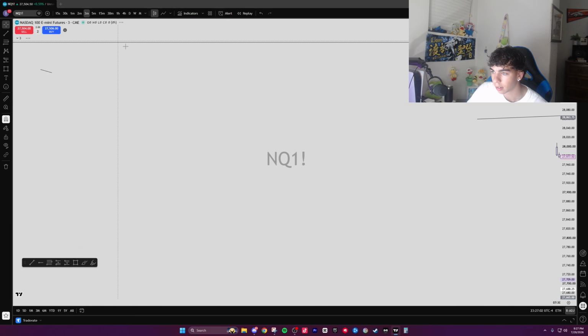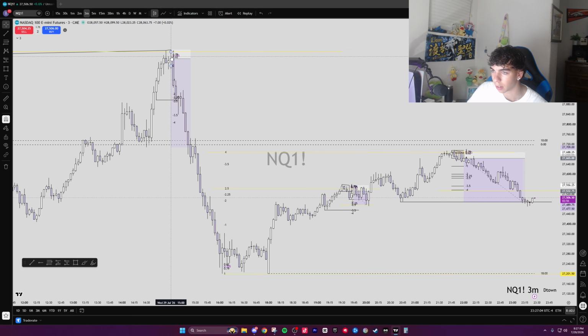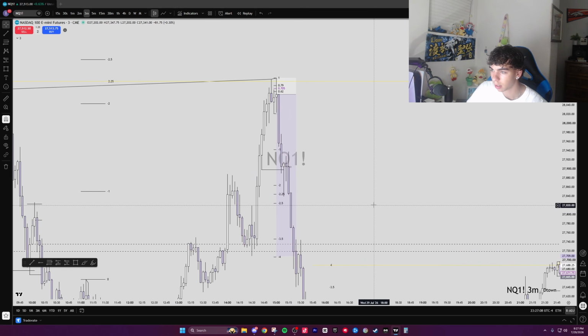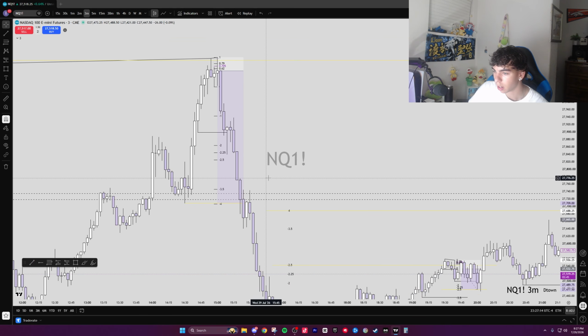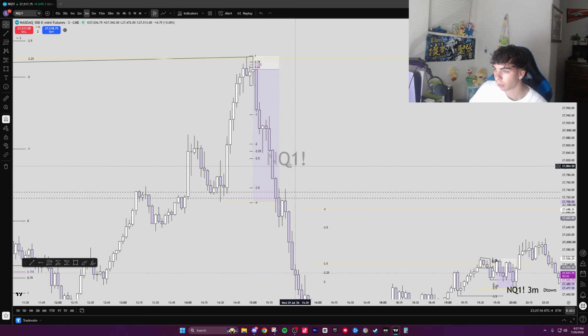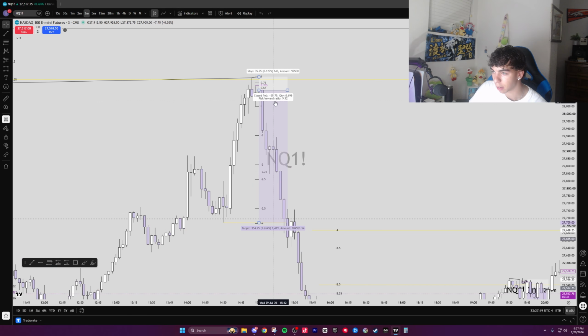Or what I did, even better, you go to the 3-minute here, mark the high, mark the low. What does the -4 align with? By the way, -4 is your max expansion zone. This is where you're expecting the market to either retrace from or consolidate from. But yeah, look at this. So 1 to 10, basically. 1 to 10, 350 points.